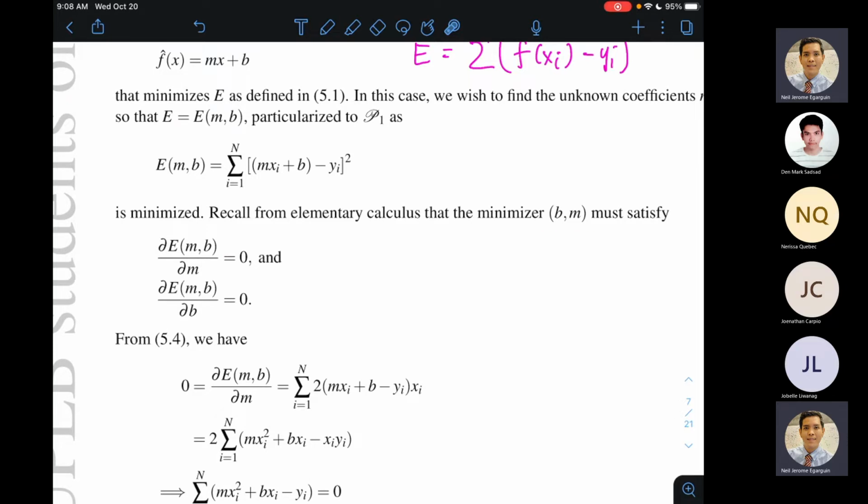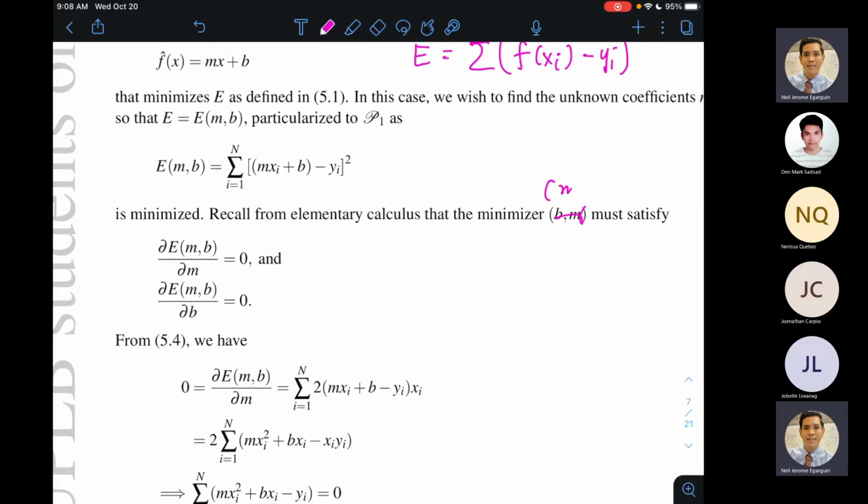So that means kung minimizer si m comma b, not a big deal, right? Dapat yung partial ni E with respect to m at saka yung partial ni E with respect to b parehas equal kay 0. Alright? Now, let's compute the partial of E with respect to m. So, balik tayo dito. So, it is something squared or sum ng something squared. So, ang derivative niya ay sum ng 2 times something. Tama?